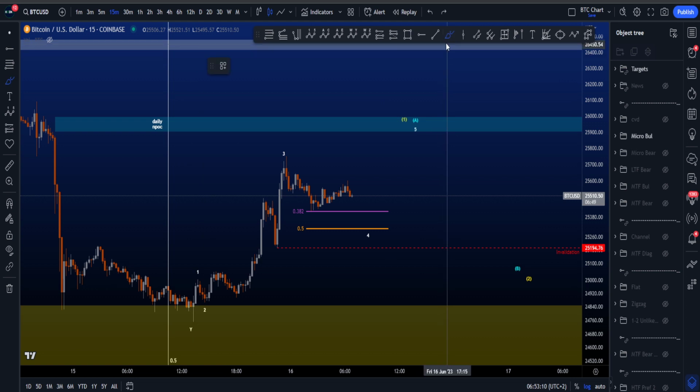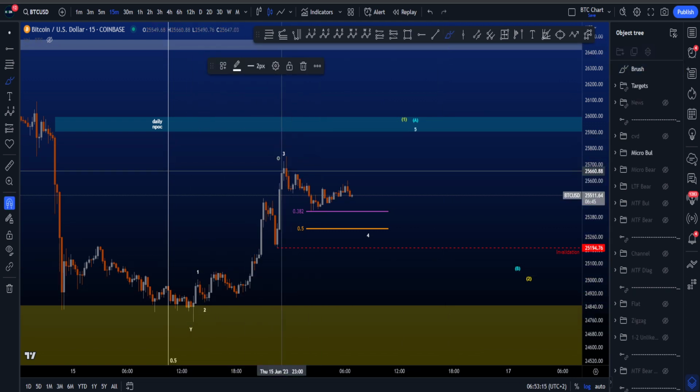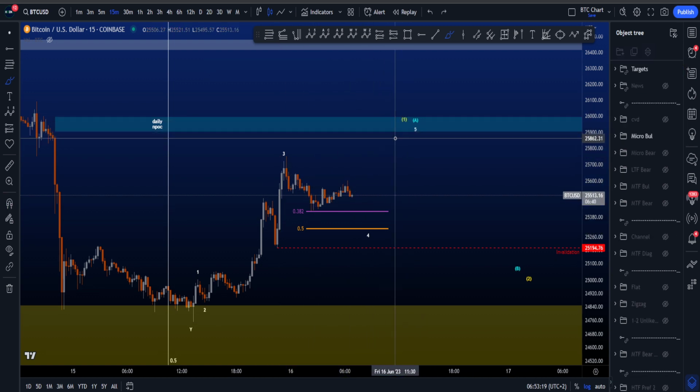So then we're looking for a 1, 2, 1, 2, 3, 4, 5 inside 3, then a 4 or potentially a 4 like this, and then a wave 5 to the upside for that blue target box up there.